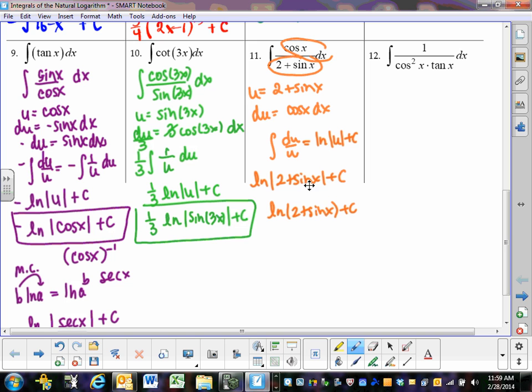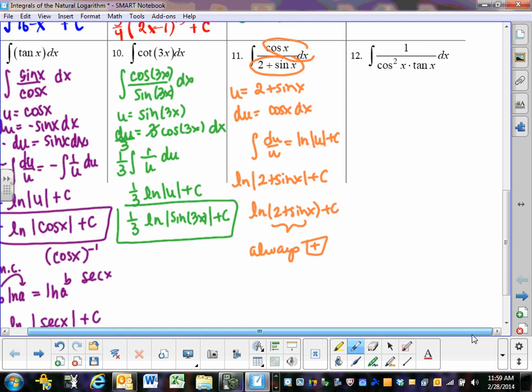For the next one, again my u is on the bottom. My du is then cosine of x dx, which is perfect. So I actually have du over u, which is natural log absolute value of u plus c. So the natural log of the absolute value of the bottom over u plus c, which would be correct on a free response, but you would probably see them leave the absolute value symbol off on a multiple choice because sine plus 2 is going to be sine shifted up, so it would always be positive.